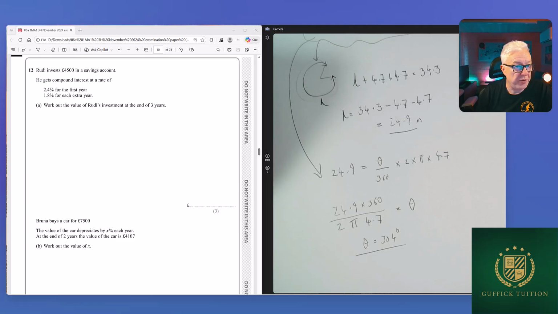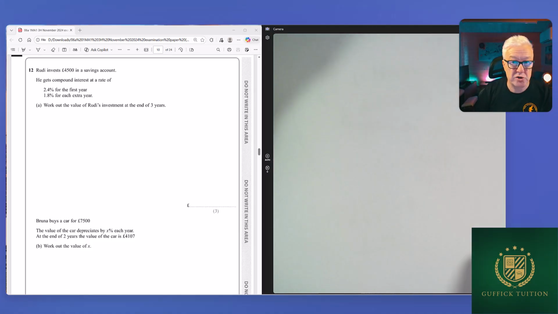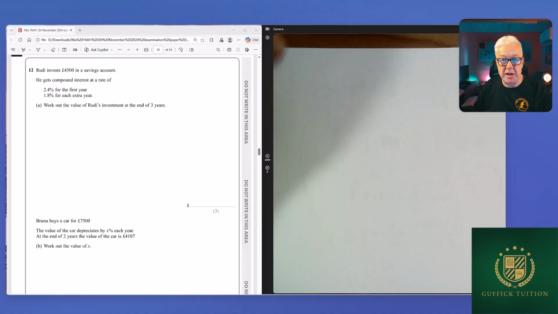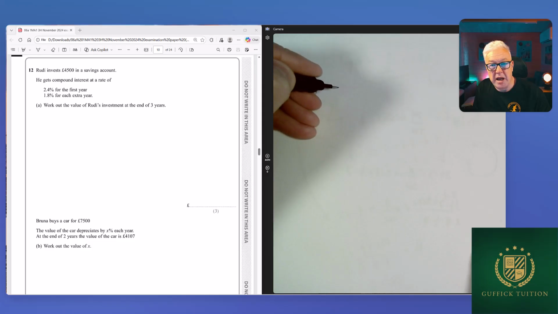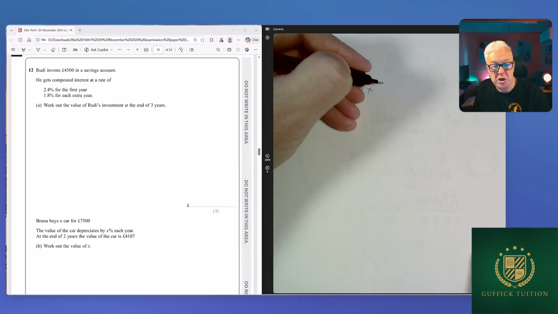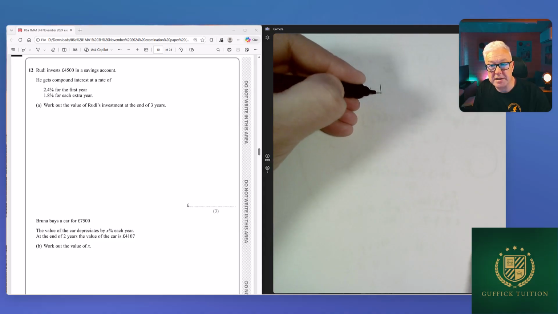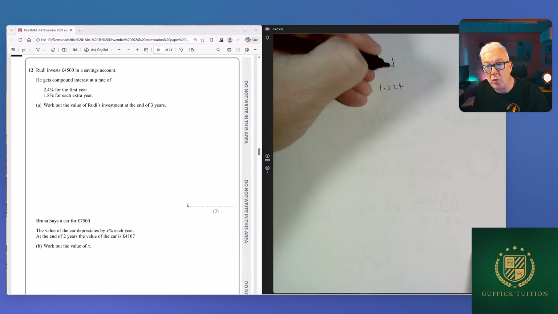Rudy invests 4,500 in a savings account. He gets compound interest at a rate of 2.4% for the first year, and 1.8% for each extra year. Work out the value of Rudy's investment at the end of 3 years. So that's really nice. This is a very nice question. So we have 4,500 invested. In the first year we get 2.4% interest, so that's times 1.024. So that is year 1.